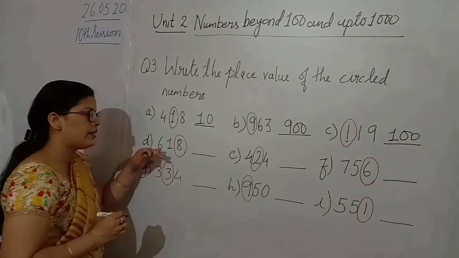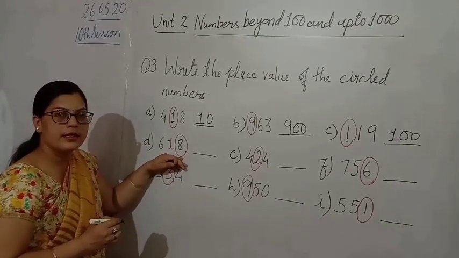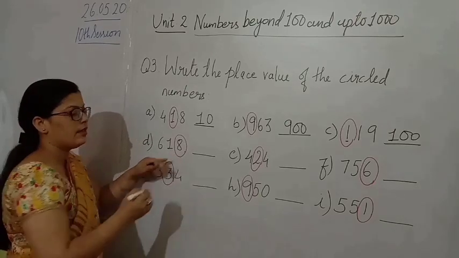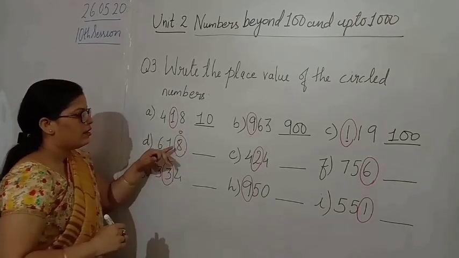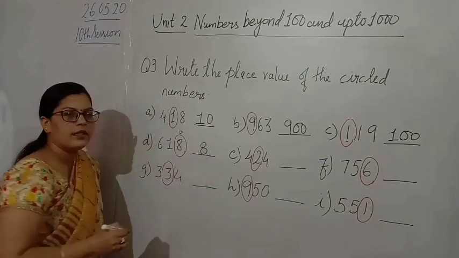Now next number is 618. What is the circled digit? It is 8. What is the place? Ones. Okay. So it is at ones place. Its place value will be 8.